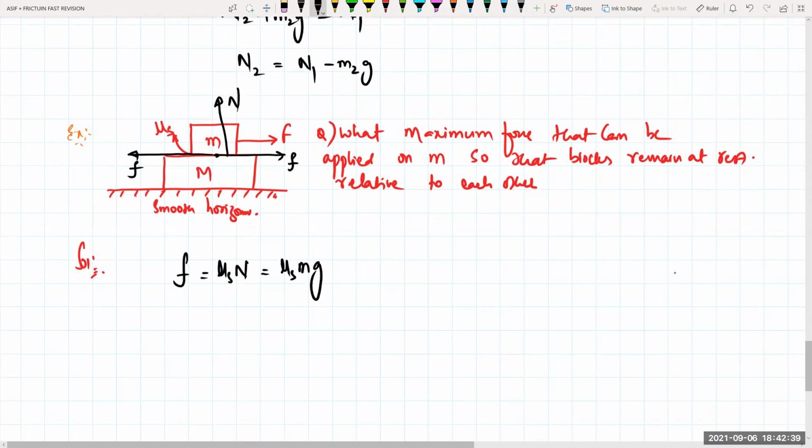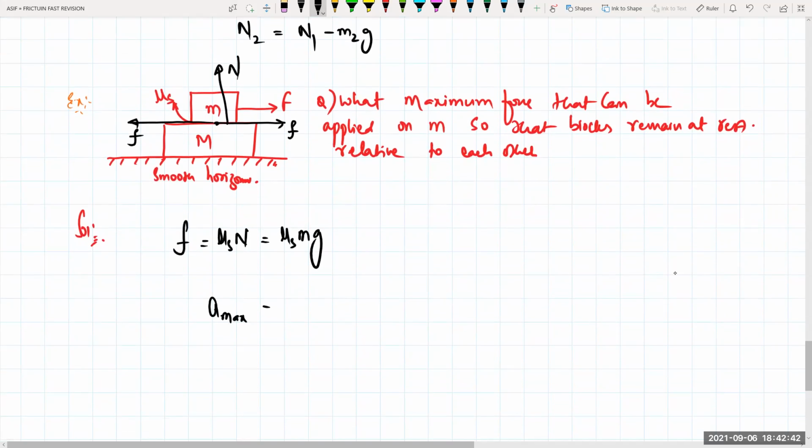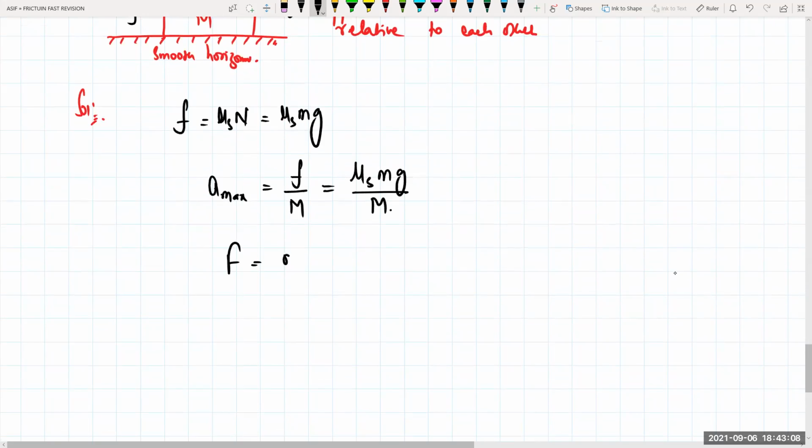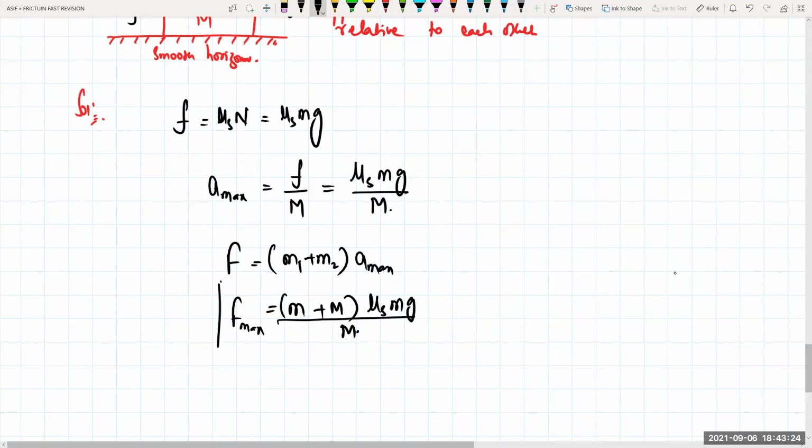Yes, sir. Because on the small m, in the downward direction, calculate the maximum acceleration acting on this body. Small m will be equal to f by capital M. So the acceleration on capital M will be equal to how much? Because on the capital M, the only force applying is small f. F will be equal to mass into acceleration. So it will be mu s into small mg divided by capital M. So that is your maximum acceleration. Now force will be equal to how much? F is equal to m plus M into the maximum acceleration. One is small m, another one is capital M, and maximum acceleration is mu s into mg divided by capital M. So this will be the maximum force required.